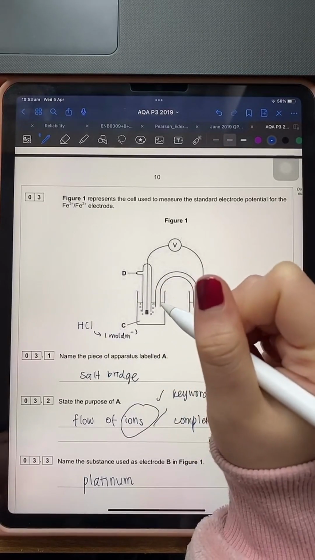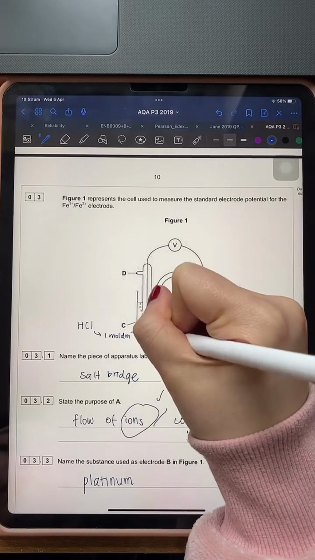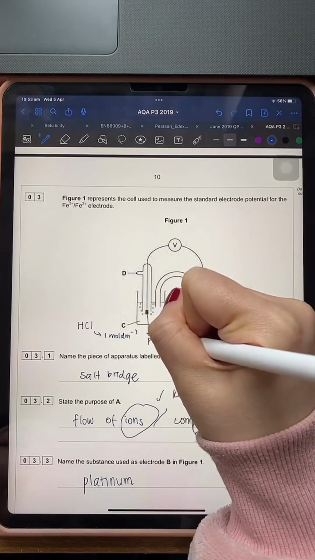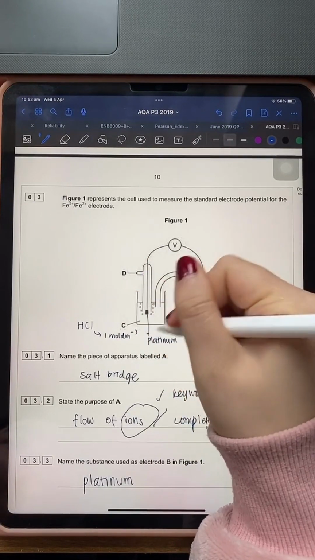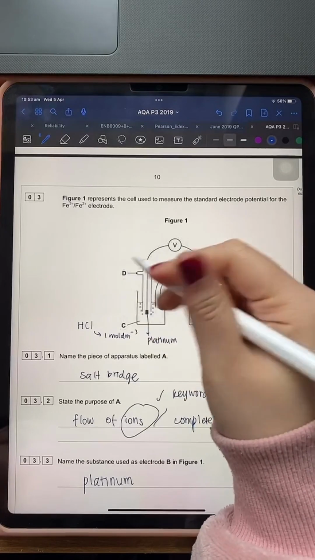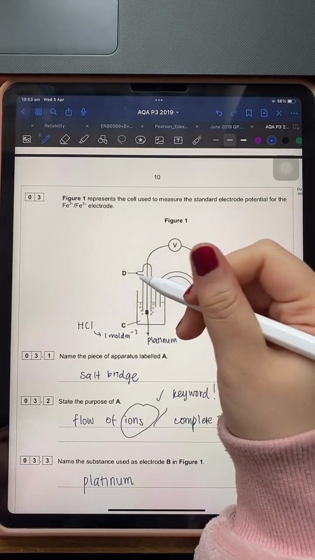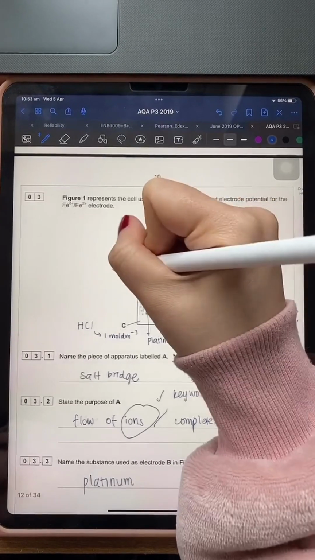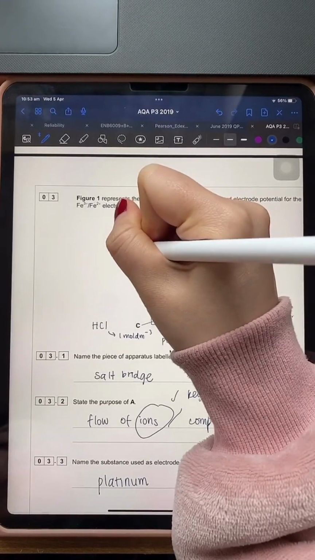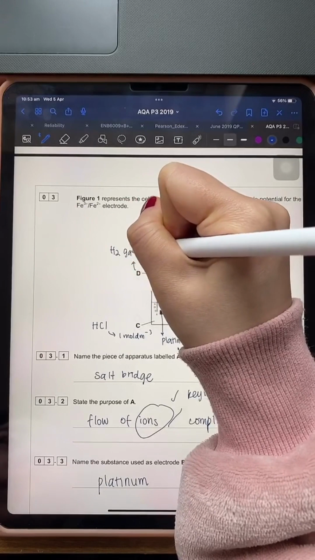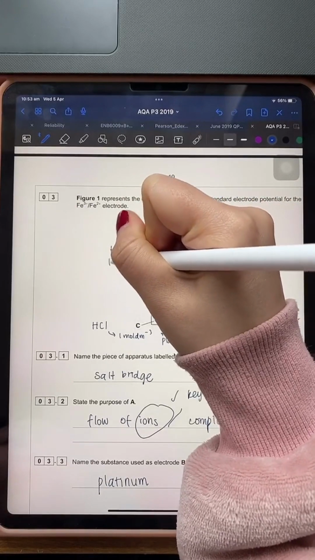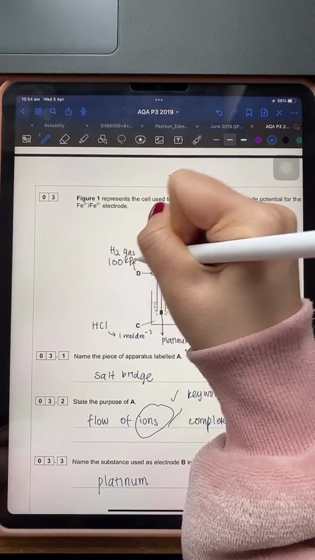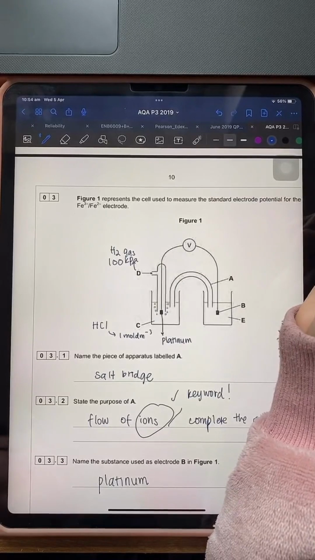This is platinum, because we're using the hydrogen electrode here. A standard hydrogen electrode cell always uses platinum. And the pressure of the gas entering, which is going to be H2 gas here, must always be standard, which is 100 kPa. And temperature 298 K, that's very true.